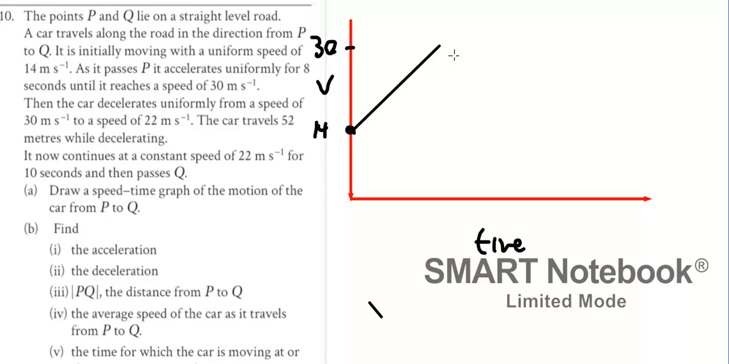Then you immediately decelerate to 22, which is around here. And then you continue at 22 for another 10 seconds. So if I start drawing some lines down here, we can split up the time accordingly.